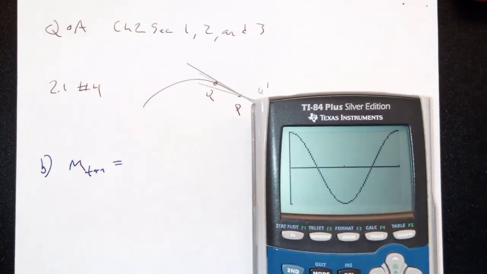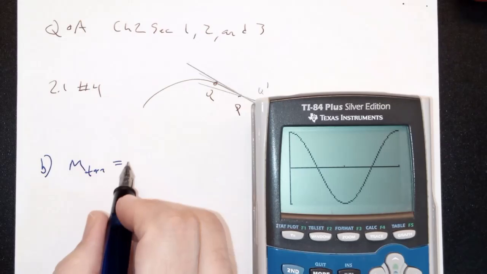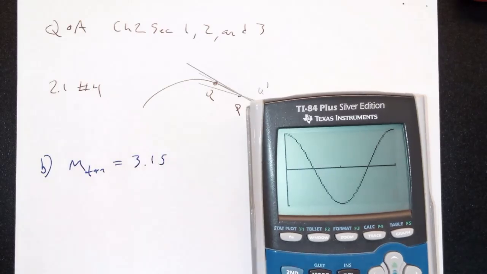Somebody else give me a number. What did you think the slope was? 3.15? Positive or negative? See, I hear a bunch of people.